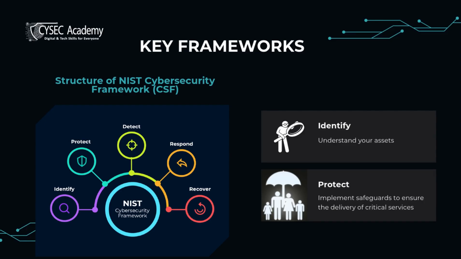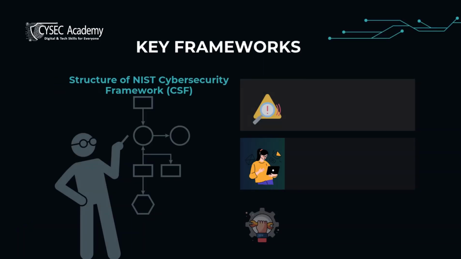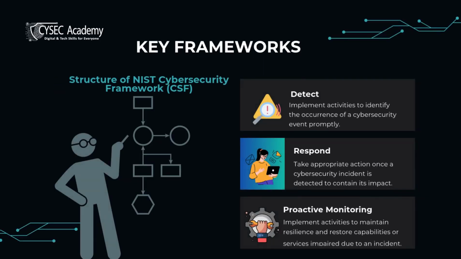1. Identify: understand your assets, hardware, software, data, business environment, governance structure, risks, and vulnerabilities. This sets the foundation. 2. Protect: implement safeguards to ensure the delivery of critical services and limit the impact of potential cybersecurity events. This includes access control, awareness training, data security, protective technology, etc. 3. Detect: implement activities to identify the occurrence of a cybersecurity event promptly. This involves monitoring, anomaly detection, etc.